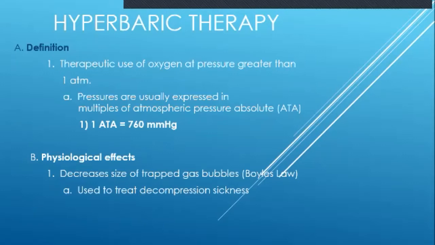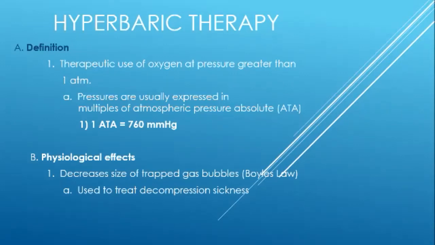Okay. All right. So the definition of hyperbaric therapy is therapeutic use of oxygen at a pressure greater than one atmosphere. Pressures are usually expressed in multiples of atmospheres absolute, ATA. ATM, ATA, whatever, it's all the same. At one atmosphere, Dalton says that the pressure in the atmosphere is 760 millimeters of mercury. Knowing that, we know that nitrogen makes up most of that atmosphere, 78%. Thus, it exerts most of the pressure, which is like 592, 596, something like that. All right? Now, why would we want to use hyperbaric? Well, let's see.